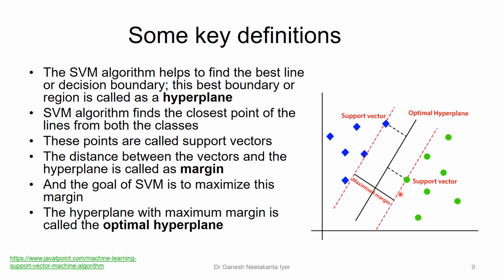The distance between the vectors and the hyperplane is called the margin. So the distance between these two is called the margin. And the goal of the SVM is to maximize this margin. How maximum this margin can be, so that the line is the best. The hyperplane with the maximum margin is called the optimal hyperplane.